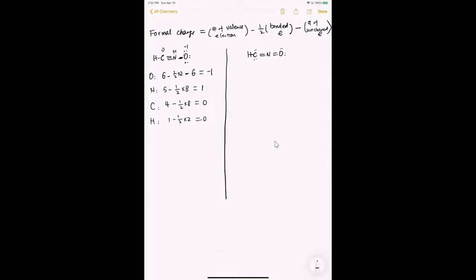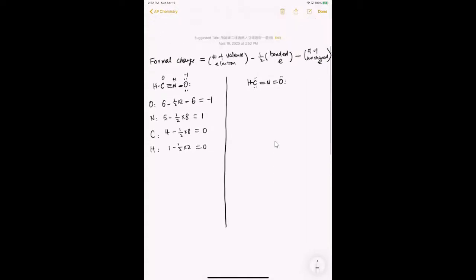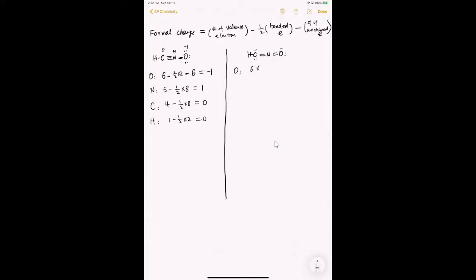Similarly, we are going to find the formal charge for the molecule on the right side. The oxygen is 6 minus 1/2 times 4, because you have a double bond, so you have 4 electrons for the double bond, and minus 4 unshared, so that gives you 0. For nitrogen, similarly, 5 minus 4 equals 1. For the carbon, that is 4 minus 3, and then minus 2, so that equals -1, and the hydrogen is 0. Okay, so now we have checked the formal charge of the right side.